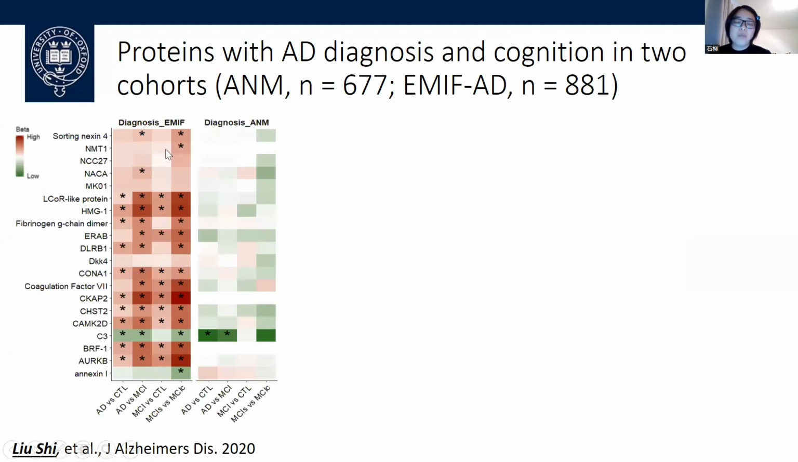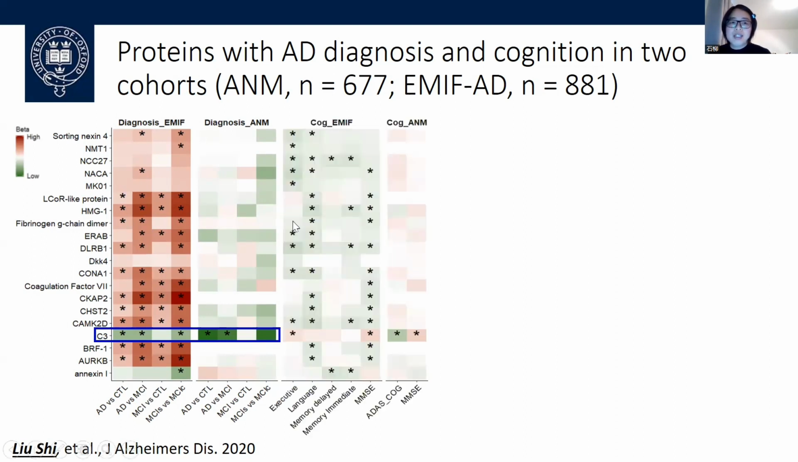So in this heat map, we compared the association of these proteins with AD diagnosis here in the EMIF cohort and here in the ADNI cohort. So basically, we compared AD versus control, AD versus MCI, MCI versus control, and MCI converted to AD versus MCI non-converted to AD. So in this heat map, as you can see, of all these proteins, only one protein, C3, replicated between two different cohorts, EMIF and ADNI. Only one protein replicated.